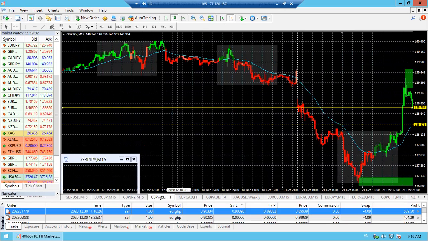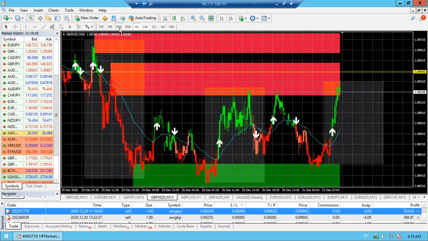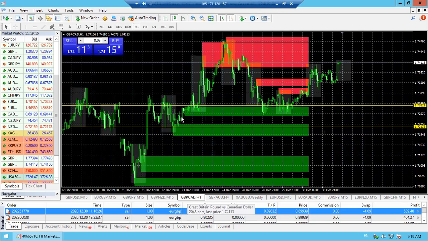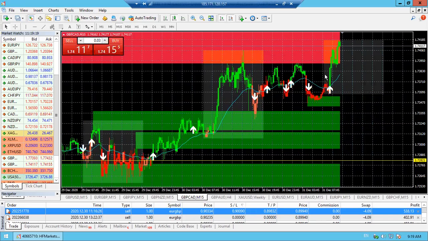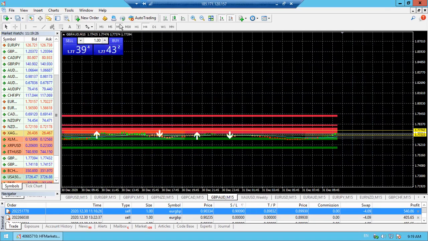So you enter the trade with 15 minutes, but before you enter the trade in 15 minutes, you analyze your daily, 4 hours and 1 hour to make sure that everything is in sync. You see, they even give us signals for all these pairs. Well, this one is close to resistance, so I won't enter that trade. I'll enter that trade.